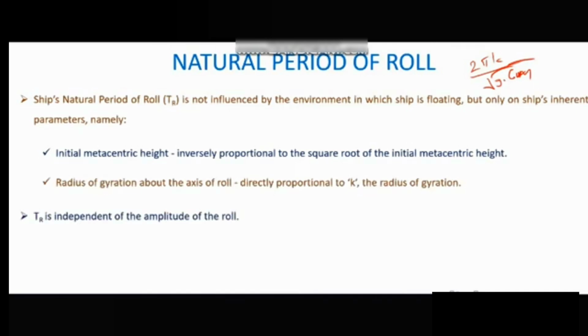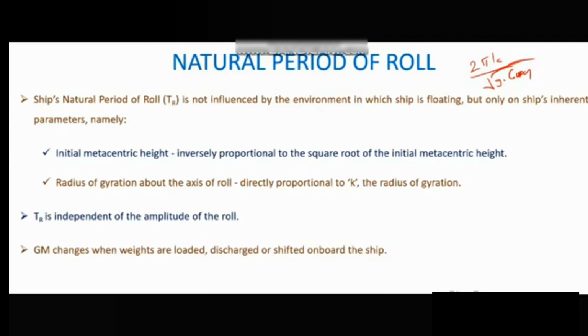Now, if you see, TR is independent of the amplitude of the roll. When the ship is rolling, in the first roll, she may go to 7 degrees. In the second roll, she may go to 5 degrees. In the third roll, she may go to 4 degrees. Now, you see the amplitude is reducing. But with the reducing amplitude, the time period of roll does not change. So what is it saying? Time period of roll is independent of the amplitude of the roll. So when the ship goes to 30 degrees or 10 degrees, she will take the same period of roll.